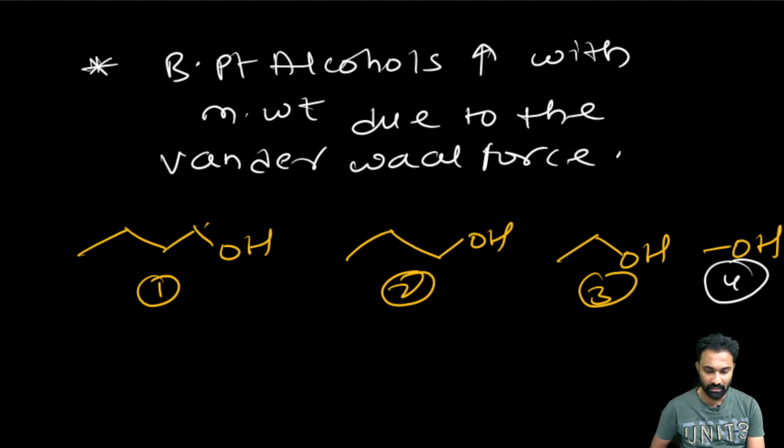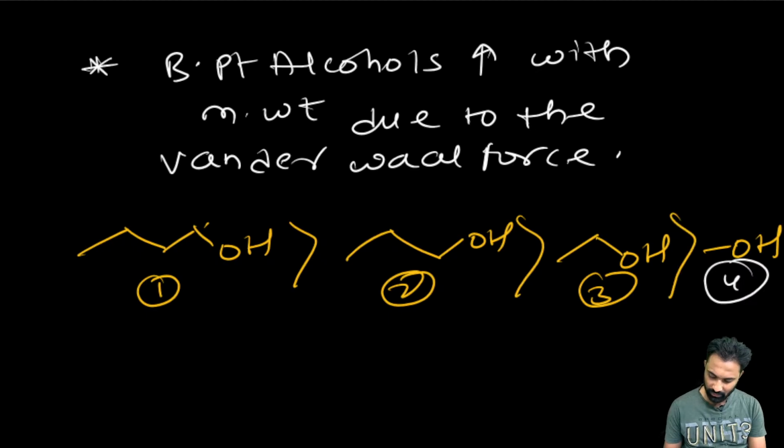Hi Shubham, hi. 1, 2, 3, 4 is an order, right? Clear? Now in this manner we can prepare the boiling point order for the alcohols.